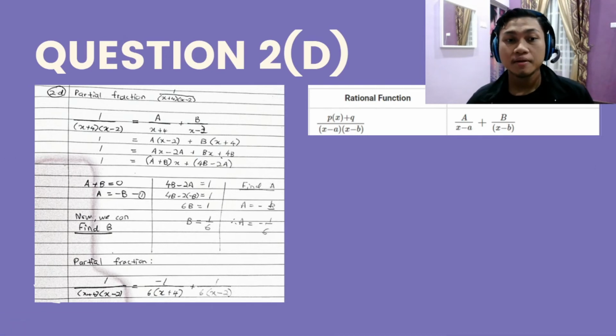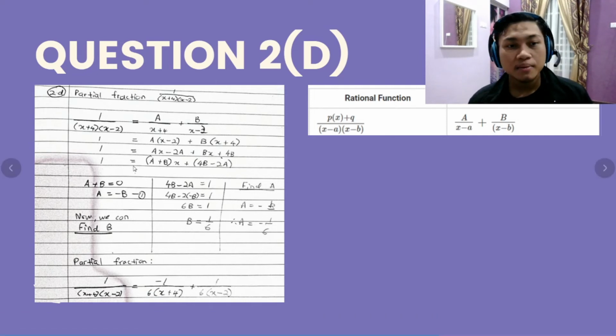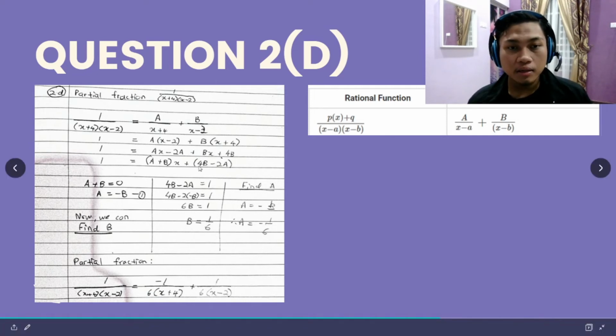Now we can find B based on the equation that we found here. So 4B minus 2A is equal to 1. Why? Because on the left hand side, it is the same comparison, so we can compare that. We replace A with minus B, and lastly we get B is equal to 1 over 6. After that we can find A. So A is equal to negative B, so we just put a negative symbol, so A is equal to negative 1 over 6.